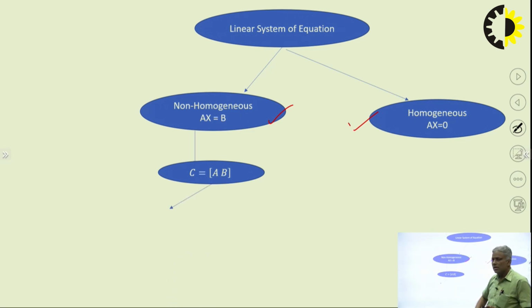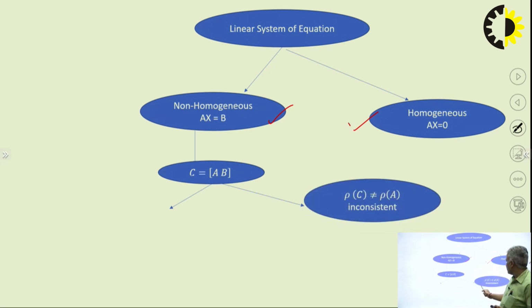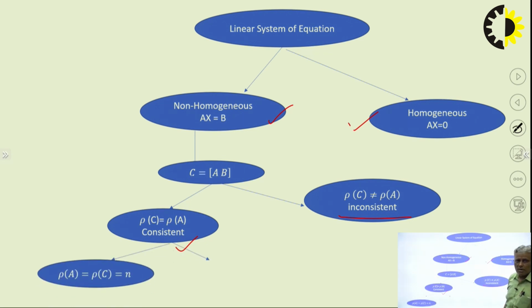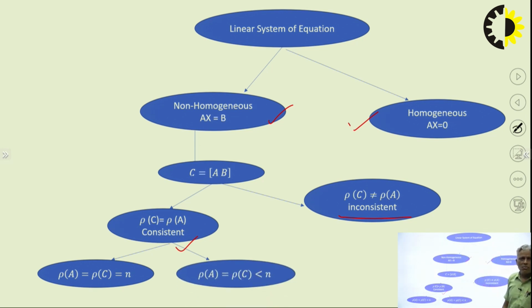First of all, I form C with the help of A and B, and this is known as the augmented matrix of A, right? If the rank of C is not equal to the rank of A, then that means the system is inconsistent. No solution of this system of equations. Suppose the rank of C is equal to the rank of A, that means the system of equations is consistent, and a solution is possible. If a solution is possible, then the solution may be unique or infinite. If the rank of A is equal to the rank of C is equal to n, we can say that the system of equations has a unique solution. If the rank of A is equal to the rank of C but less than the number of variables, we can say that the system of equations has infinitely many solutions.